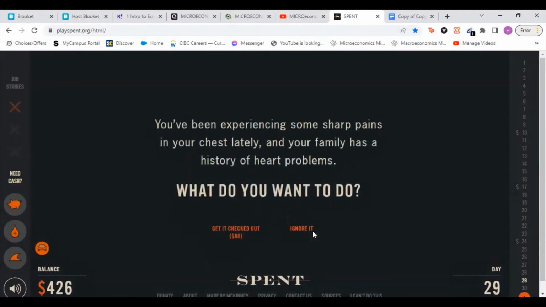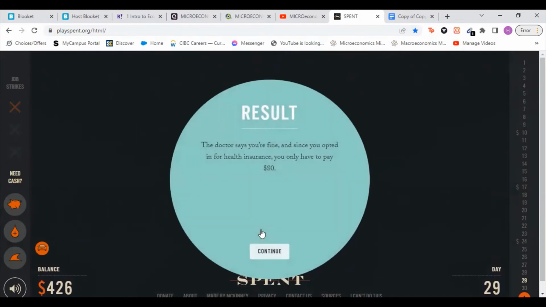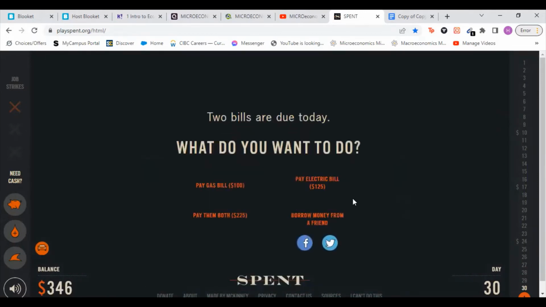You've been experiencing some sharp pains in your chest lately, and your family has a history of heart problems. What do you want to do? Get it checked out. Doctor says you're fine, and since you opted in for health insurance, you don't have to pay $58. Two bills are due today. Pay gas bill, pay electric bill, borrow money from a friend, pay them both.